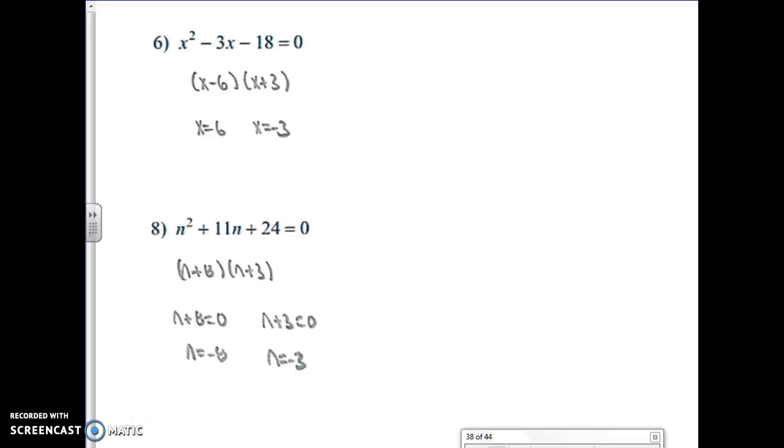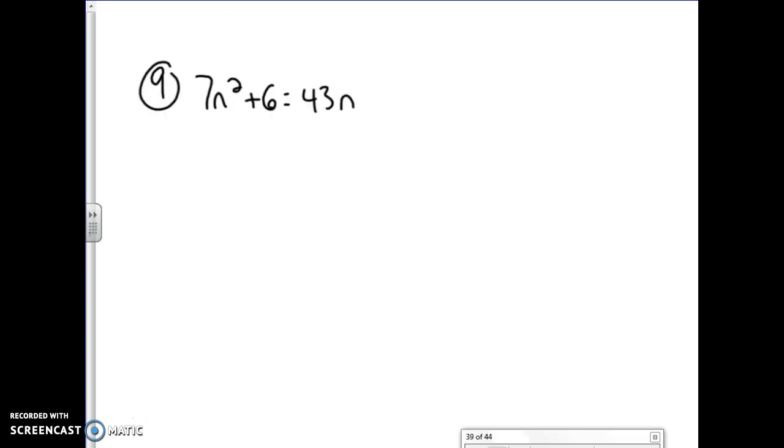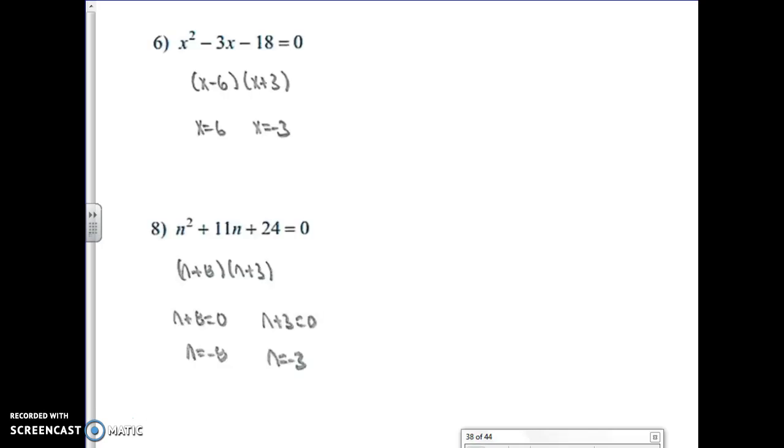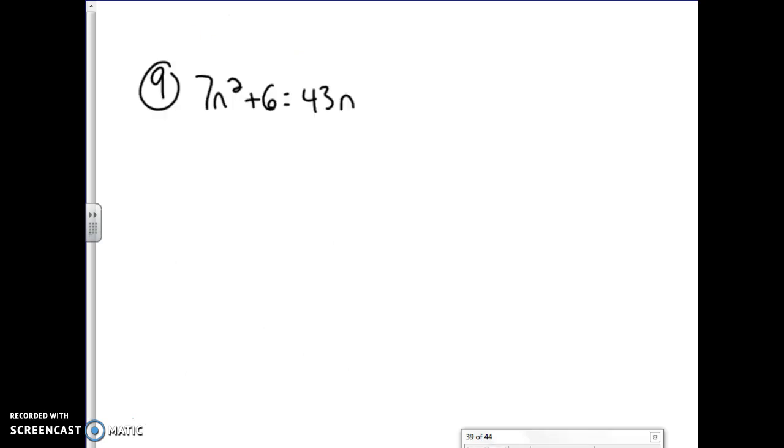Okay. So what I'm going to do is just jump ahead. We're going to look at question 9. Question 9 looks like this: I have 7n squared plus 6 equals 43n. If I compare this to the last question, I notice that I had one side being 0. When I look at this question, I don't have one side to be 0. So here's something to write down and something to know.